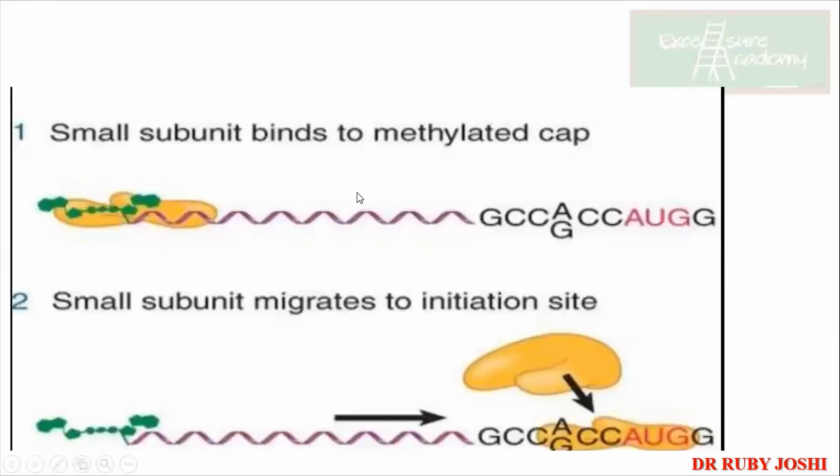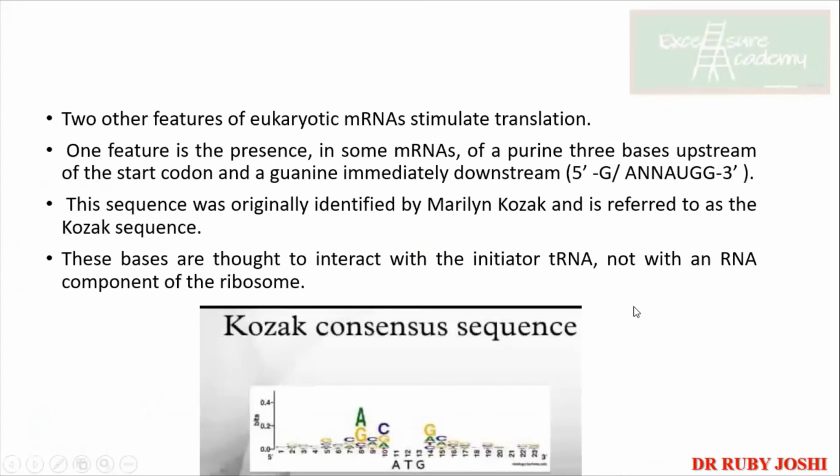So what happens then? The smaller subunit is going to scan for the methylated cap. Once it gets the cap, then it is going to migrate so that it can find where the AUG start codon is present. Okay, so this is the difference between the prokaryotic and the eukaryotic sequences, like how translation is going to start.